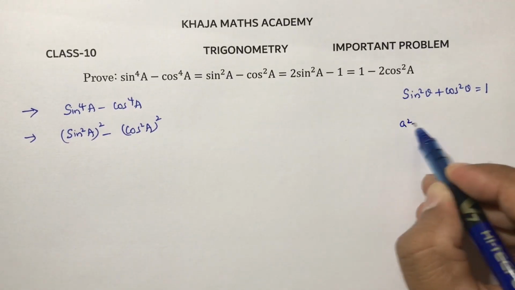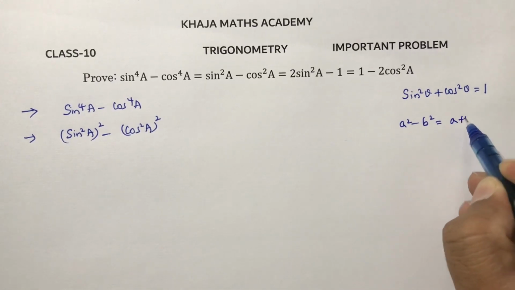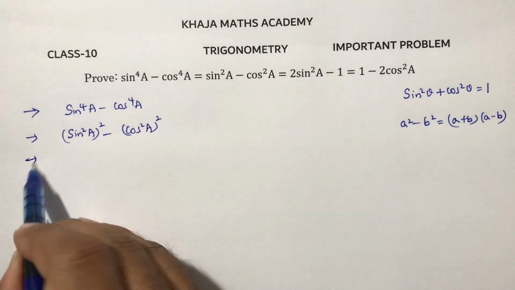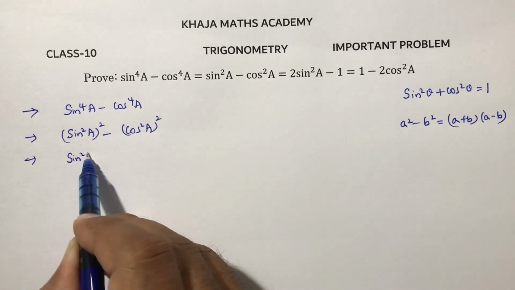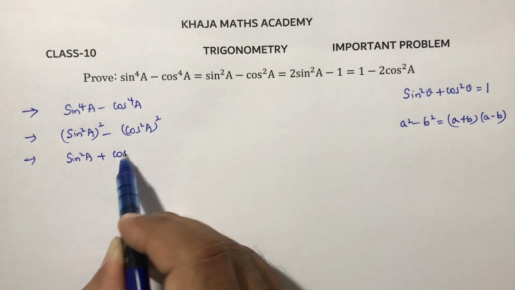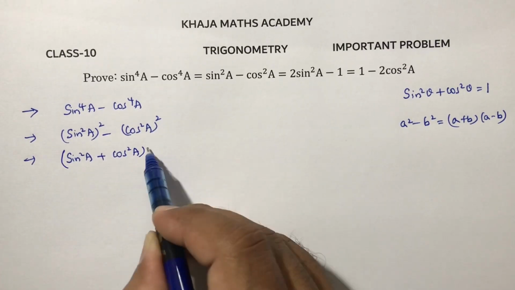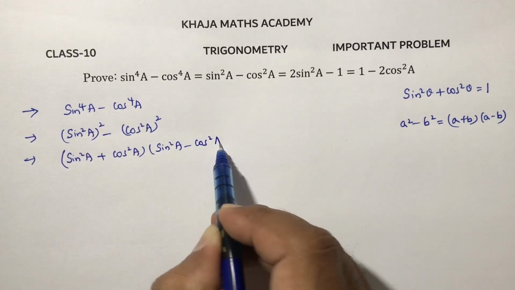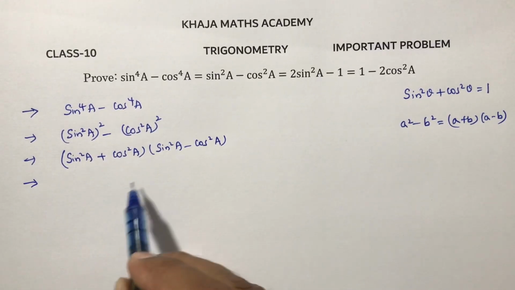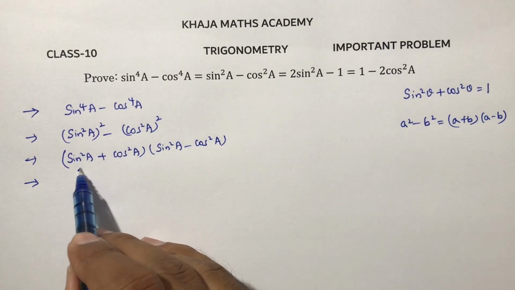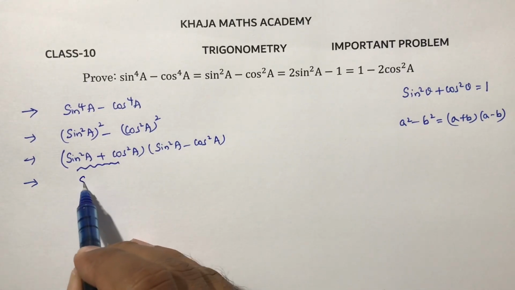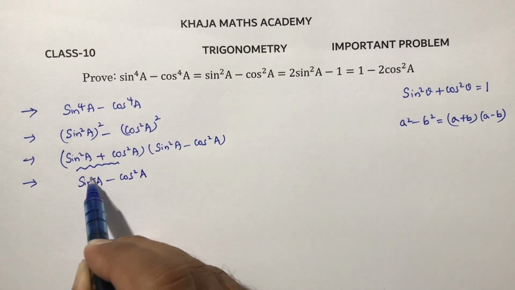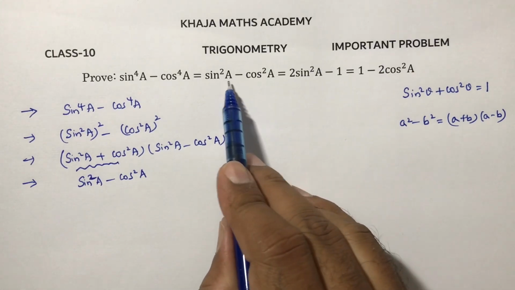It is in the form of a square minus b square, so you can write it as a plus b into a minus b. The next step will be sin square a plus cos square a into sin square a minus cos square a. Sin square a plus cos square a is 1, so this value is 1. So 1 into sin square a minus cos square a. Sin square a minus cos square a. See, you got this answer.